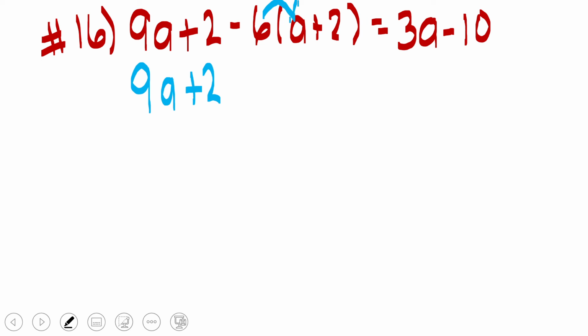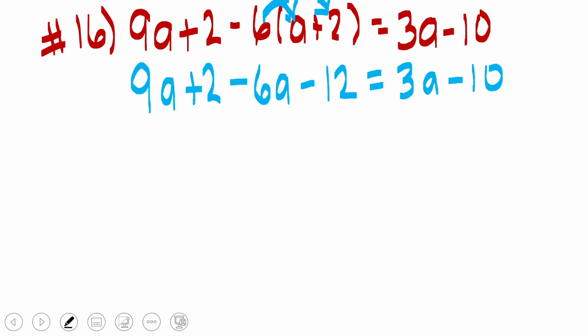Negative 6 times a is minus 6a. Negative 6 times 2 is minus 12, equals 3a minus 10. Keep simplifying by combining like terms on the left side. Let's look. We have 9a minus 6a that are like terms. We also have the whole number 2 and negative 12 that are like terms. Let's simplify all of those. 9a minus 6a leaves 3a.